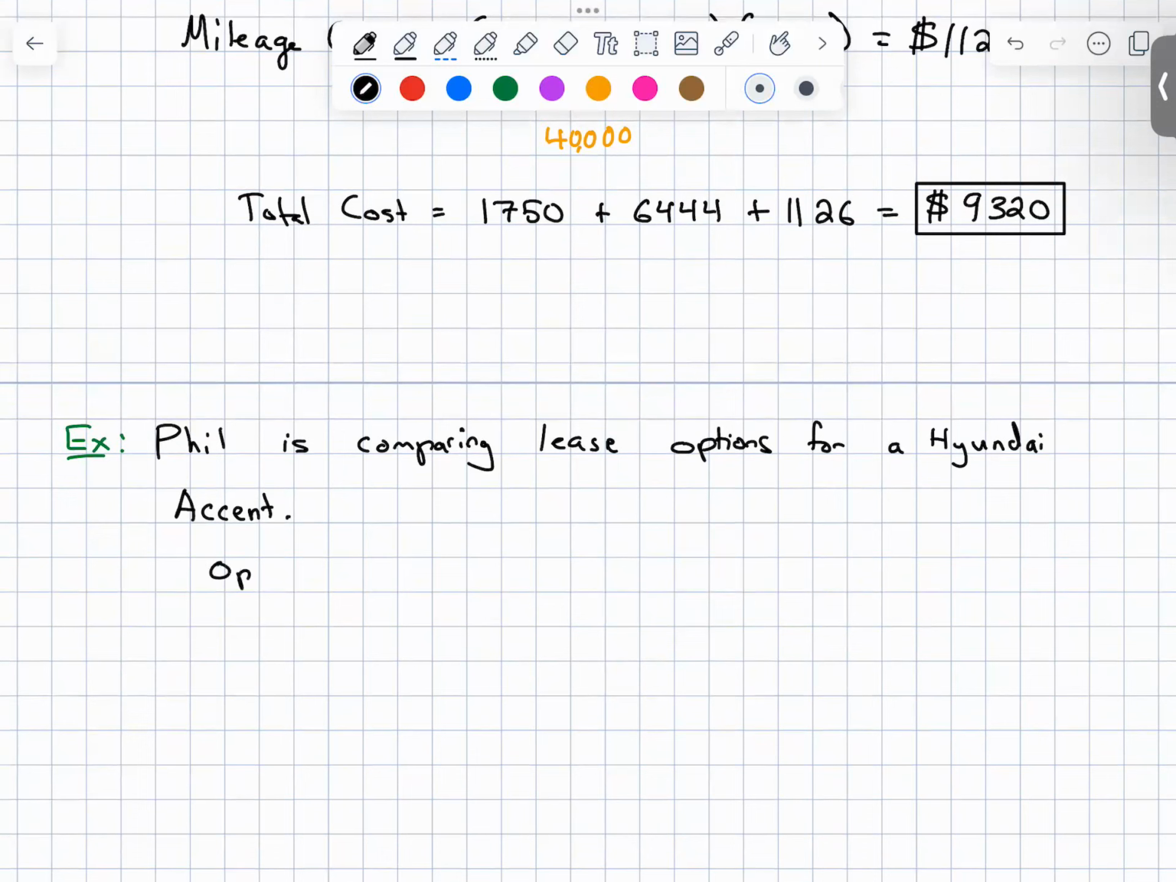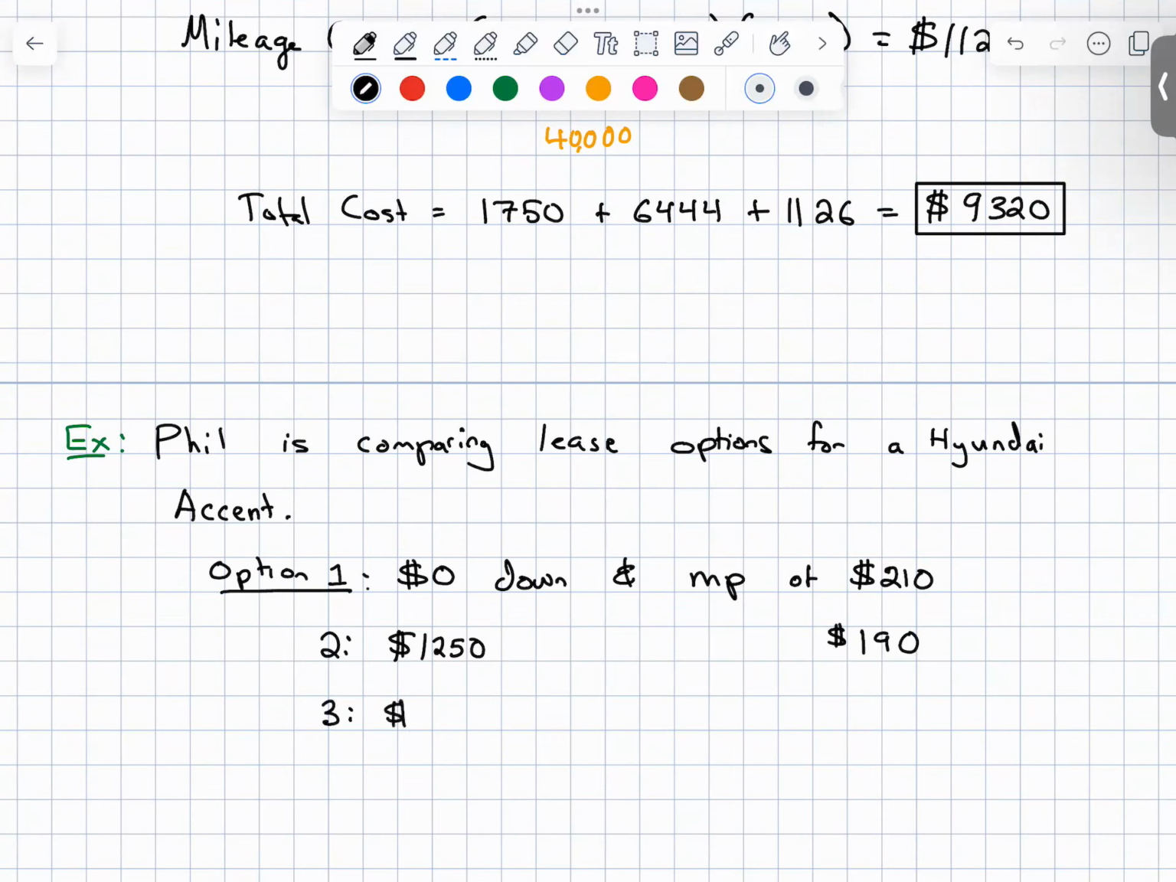So option one. Option one is $0 down and an MP, is everyone okay with MP meaning monthly payment, of $210. Option two is $1,250 down and a monthly payment of $190. And option three is $2,500 down and a monthly payment of $155.